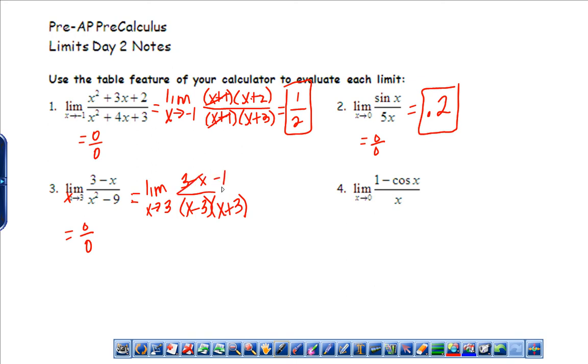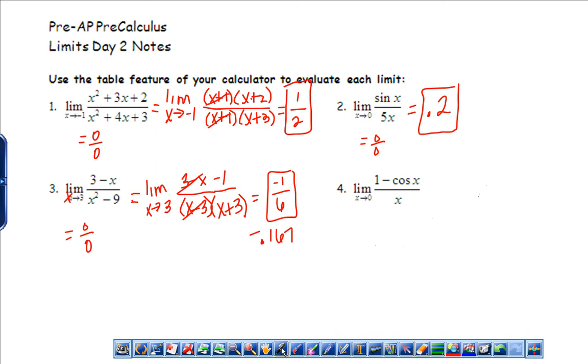All right, so we've removed the discontinuity. So now all we would have to do is plug in 3. Well, the numerator is going to be -1 no matter what. The denominator is going to be 6. And this as a decimal is -0.167.